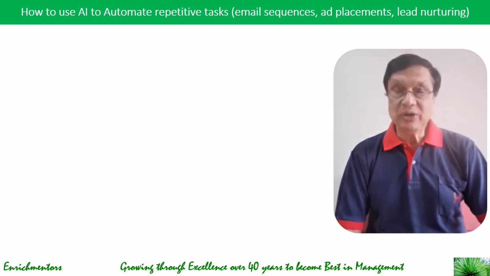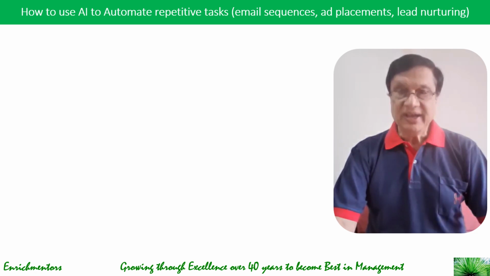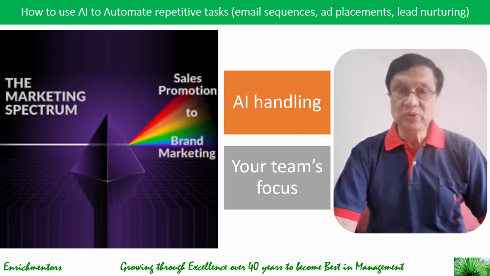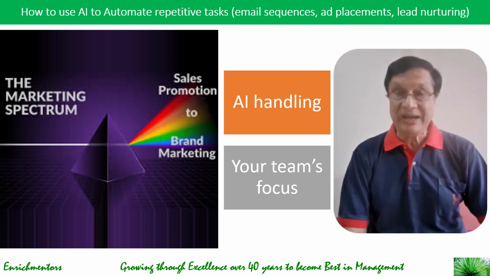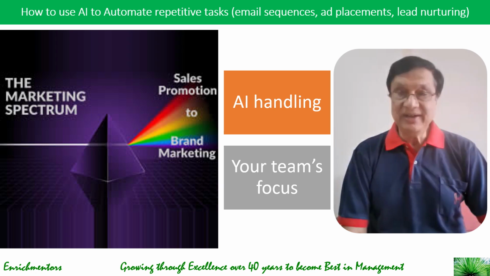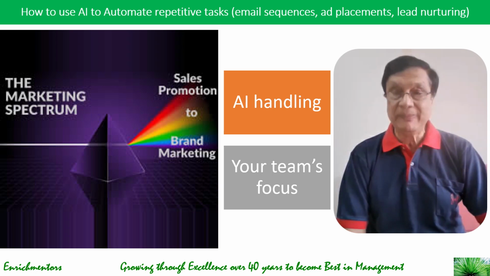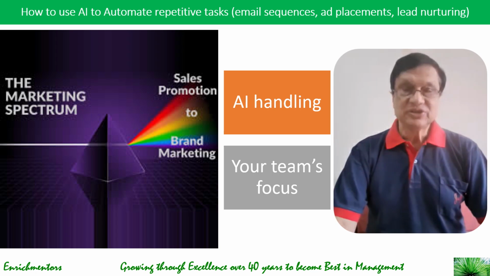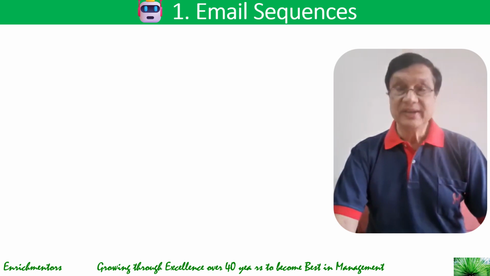Let's unpack how to use AI to automate repetitive tasks like email sequences, ad placements, and lead nurturing. That can help your team focus on high value activities like brand marketing, where AI handles the rest, like sales promotion and things like email sequencing, ad placements, and lead nurturing. So let's take a look at that, shall we? So the first thing let's do is to look at email sequencing.